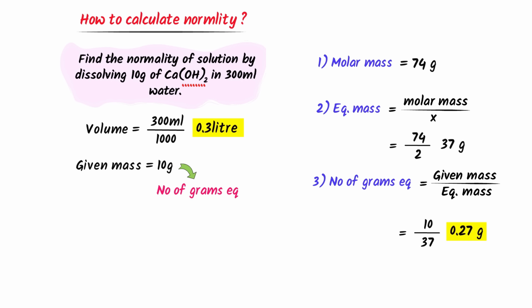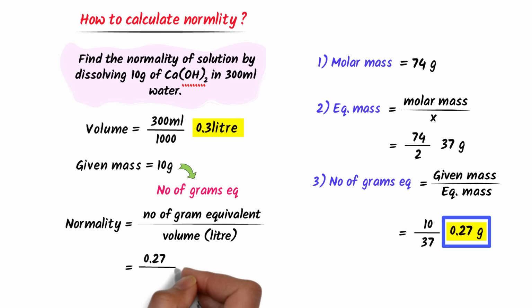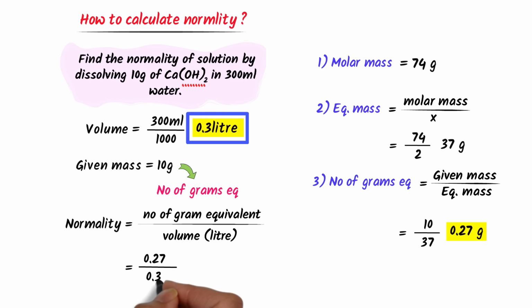Lastly, I calculate the normality of this solution. The formula of normality is number of grams equivalent of solute upon volume of solution in liter. The number of grams equivalent of solute is 0.27 and the volume of the solution is 0.3 liter. After calculation, I get 0.9 gram per liter or 0.9. So the normality of this solution is 0.9.